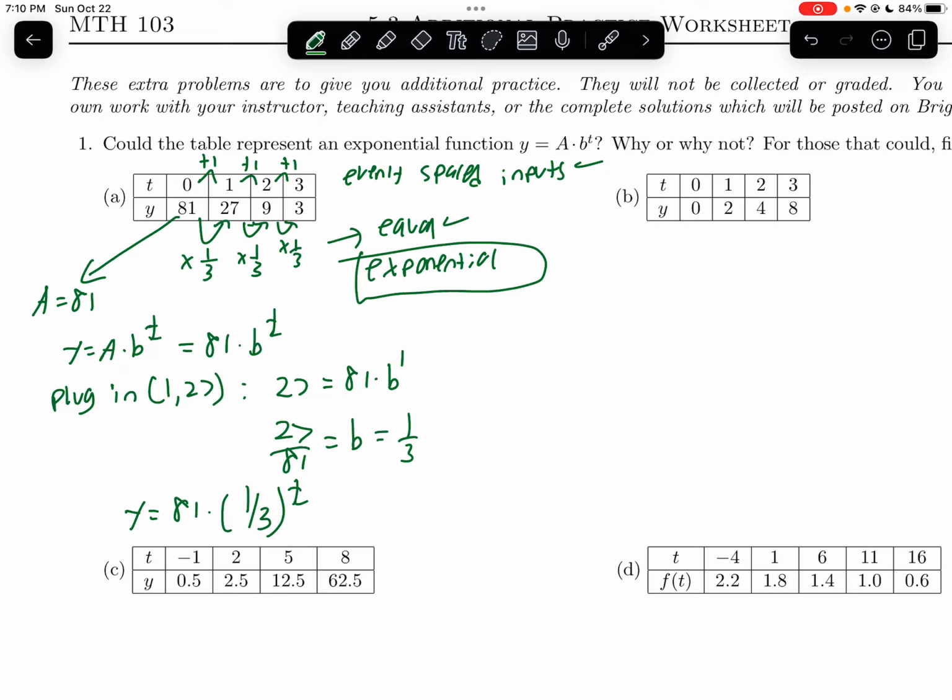Now, I will warn you that this number being a third and this multiplication factor being a third only occurs if your inputs are spaced by 1. So if you have an evenly spaced input that's spaced by 2 or 3 or whatever, this will not be equal to this number. So don't jump to this conclusion in general, because it won't work.